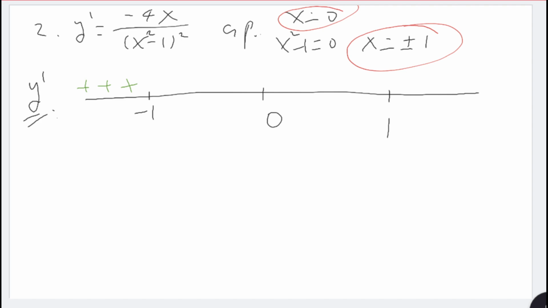Between -1 and 0, we pick, for example, -0.5. Plugging in -0.5 again is positive. Okay, and then just continue, positive or negative. What does this mean in terms of increasing, decreasing? Increasing, increasing, decreasing, decreasing.